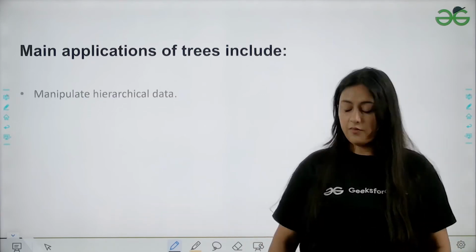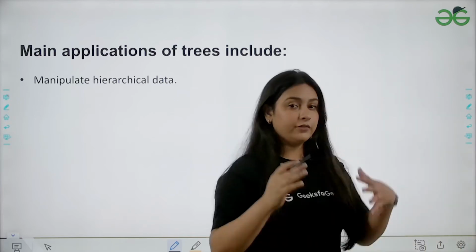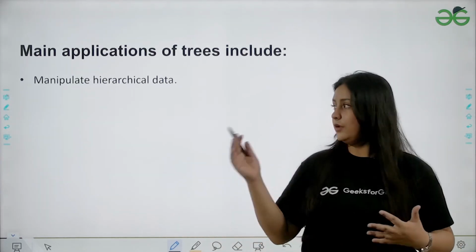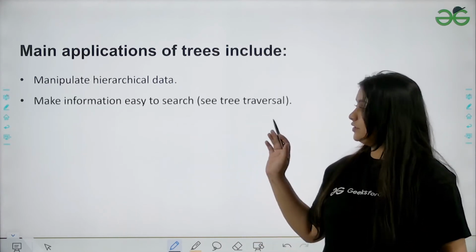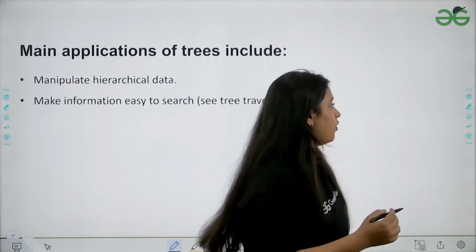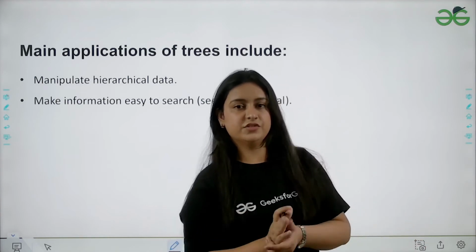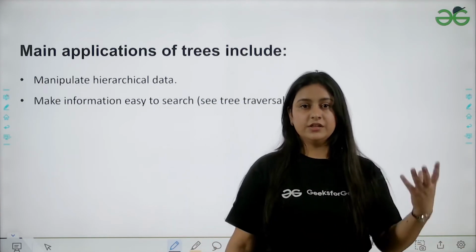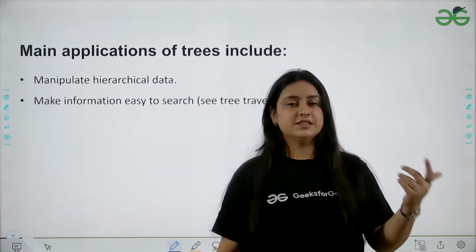Number one is manipulating hierarchical data. Whenever we have hierarchical data, trees manipulate that. Next is making information easy to search, see tree traversal. Obviously we have multiple types of trees. We have binary trees, binary search trees, and in those trees there are some specific conditions, so the search operation becomes really easy in that case.